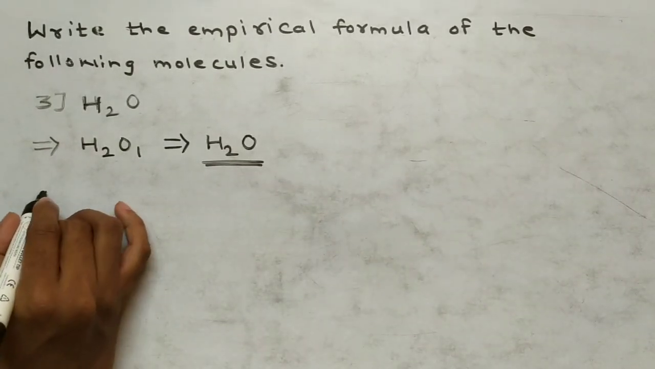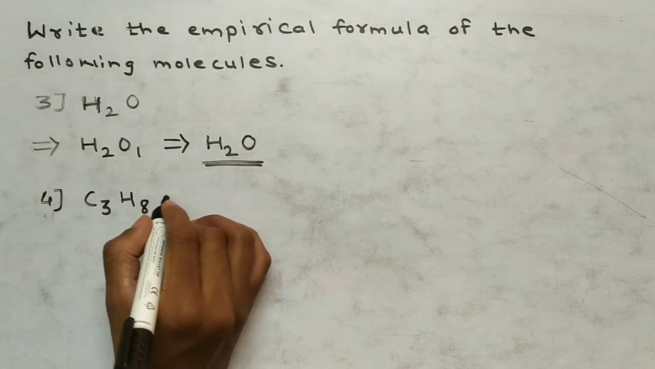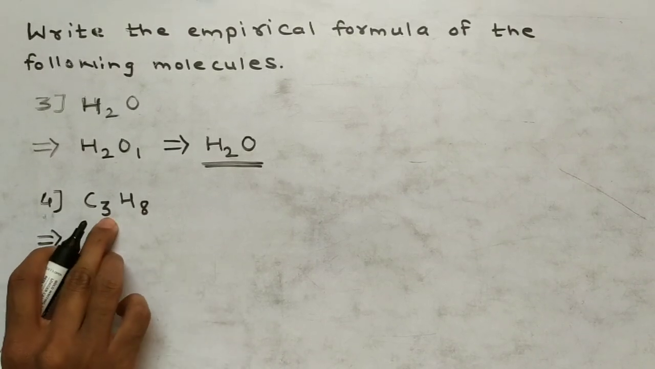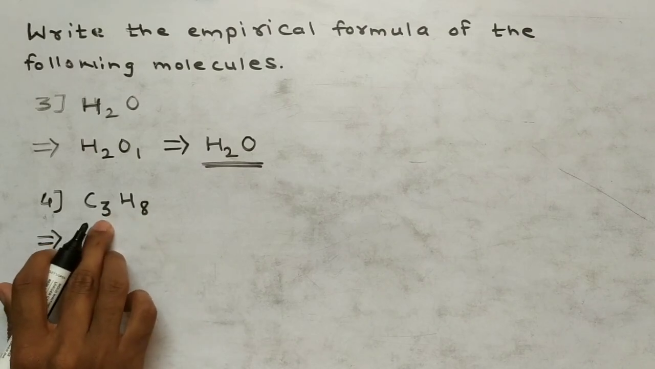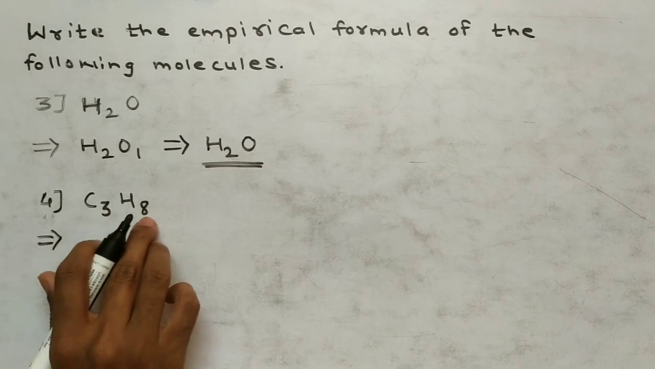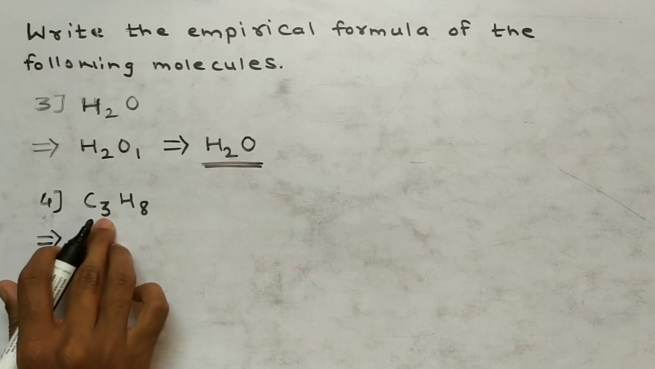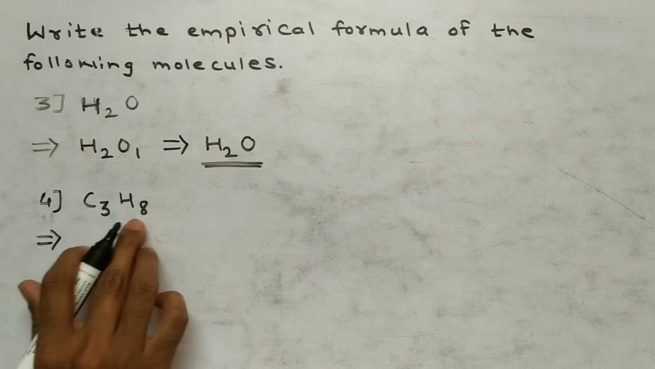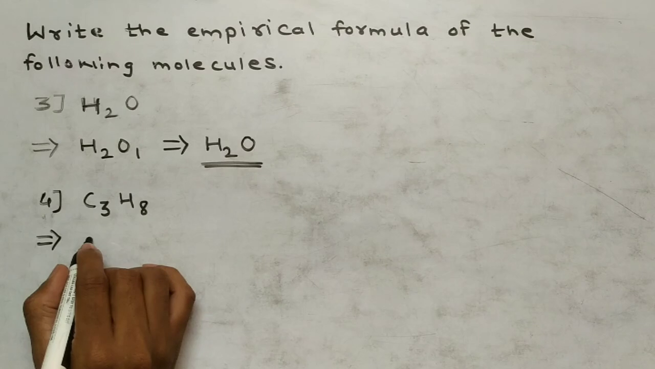Now the fourth one, C3H8. So here the smallest whole number in this formula is the 3. Now if we divide 8 by 3, we will get a decimal number, which will not be the whole number. And also if we divide this 8 by 2, we'll get 4, but if we divide this 3 by 2, then we'll get 1.5. So these are already in the smallest possible whole number ratio, so the empirical formula will remain the same.